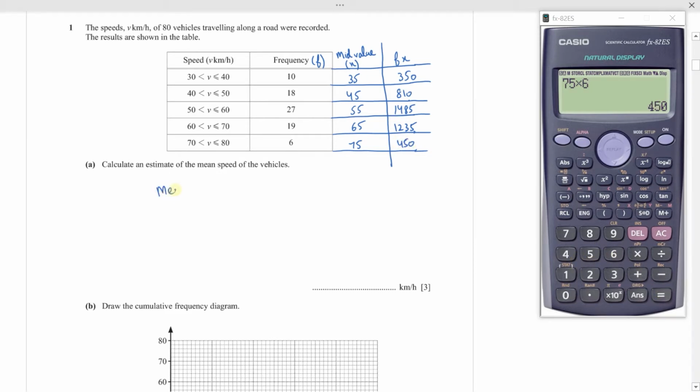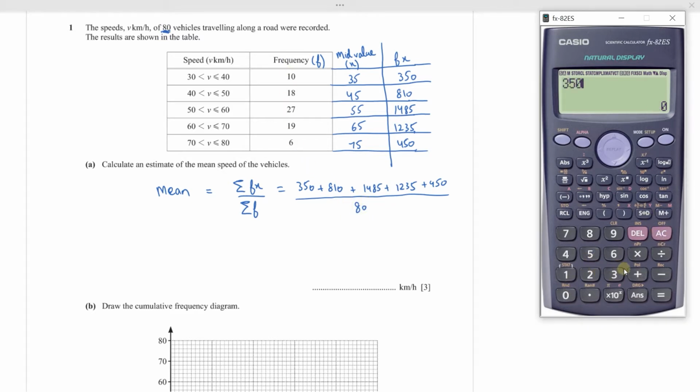So now your mean will equal sigma fx over sigma f. So sigma means summation. So I need to add all the product values here. So this will be 350 plus 810 plus 1485 plus 1235 plus 450 divided by sigma f, which means I need to add up all these frequencies, and we know that the total number of vehicles is 80, so the sum of all these frequencies will be 80.